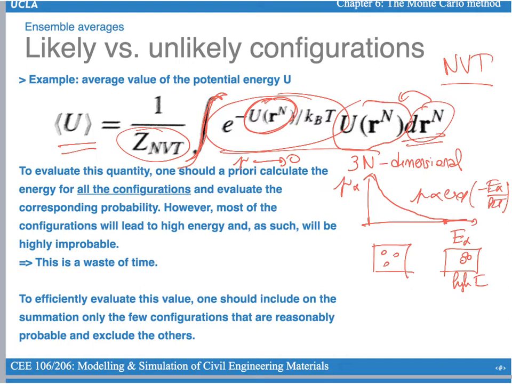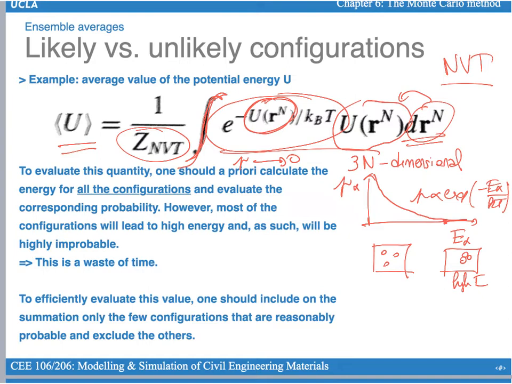We want to focus only on those configurations that have a non-zero probability to exist, that are not associated with energies so high that they are most likely impossible for the system to access, and that have a very low priority. We want to focus on those configurations that have a low energy, so that they have a decent non-zero probability. And this is what the Monte Carlo algorithm is going to do: explore all those possible configurations that have a non-zero probability.